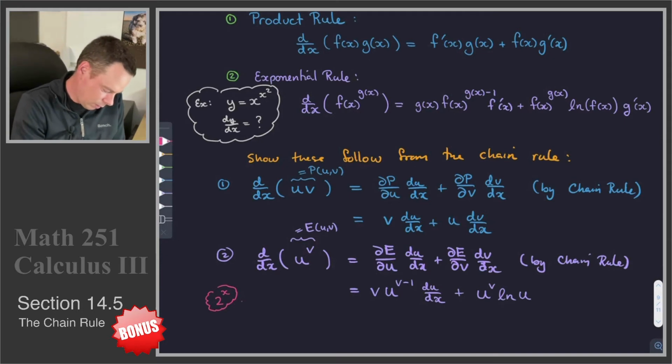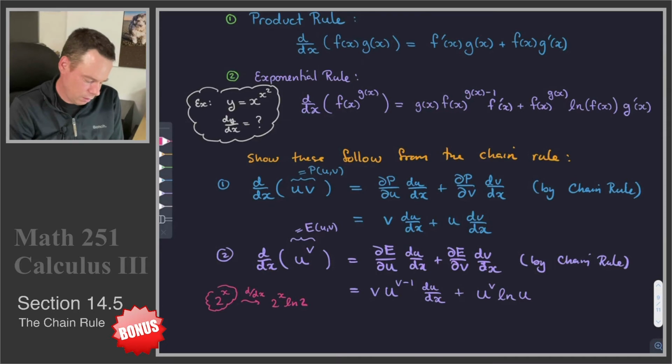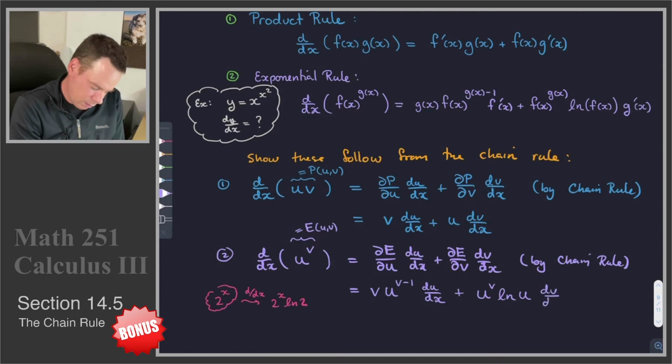Again, just think of something like this. How would I differentiate 2 to the power of x? It would be 2 to the power of x ln of 2. So that's all I've done here. I'm thinking of u as being that constant, v as being the variable, and then I multiply by dv/dx.